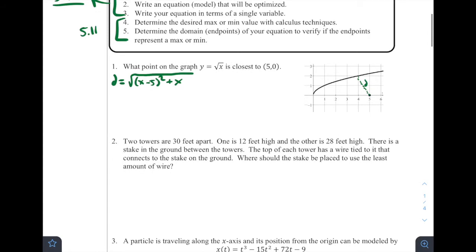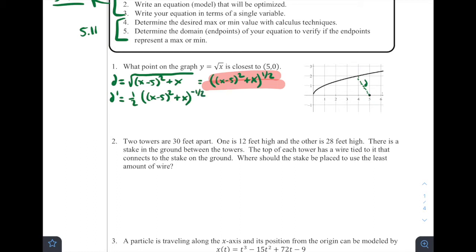So in order to find this max or min, we're going to need to take the derivative. And so since there's a square root here, I'm going to rewrite this expression as (x minus 5) quantity squared plus x, all being raised to the 1/2 power. Next, I'm going to find d prime. So the derivative, using the chain rule for our equation over here, that 1/2 is going to get brought down to the front. We've got this then (x minus 5) quantity squared plus x, all being raised to the negative 1/2 power.